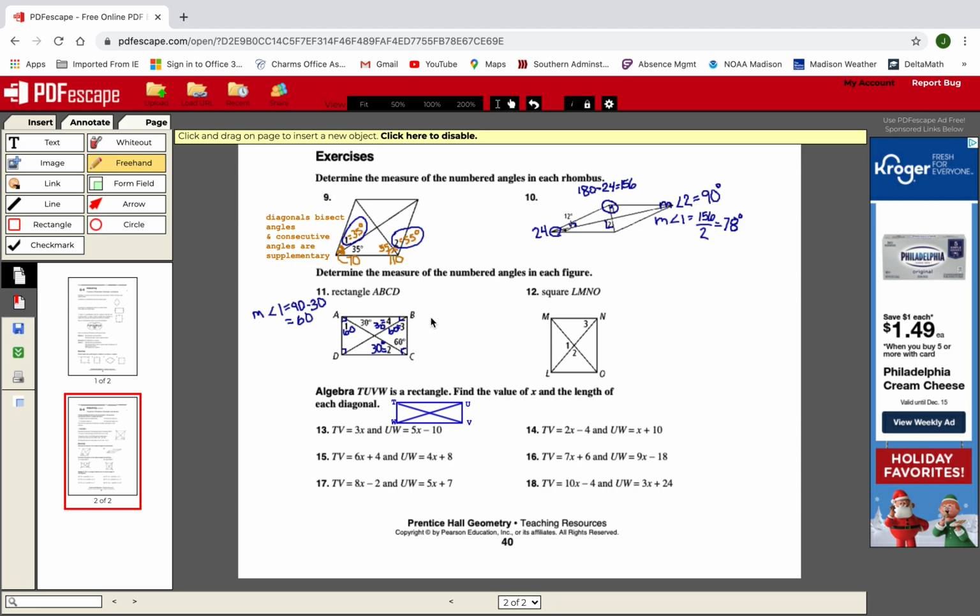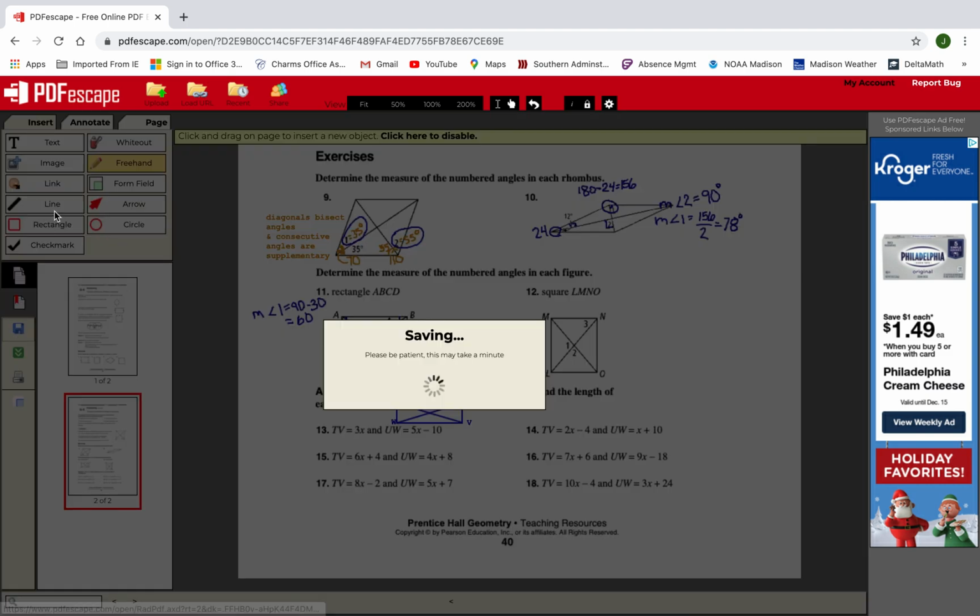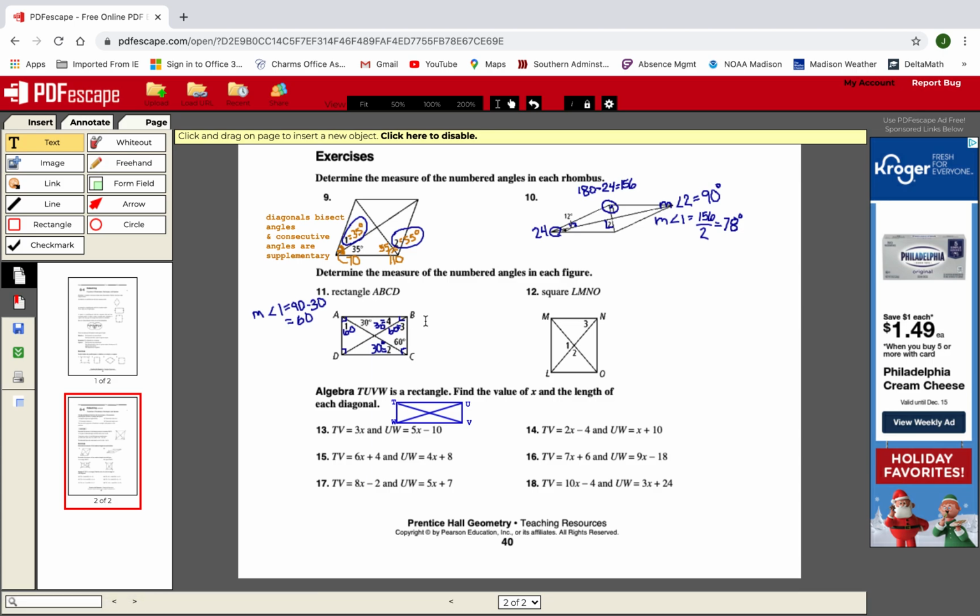I hope y'all can read that. I guess I could type it out just to be sure. Angle 1 is 60. Angle 2 is 30. Angle 3 is 60. And angle 4 is 30.